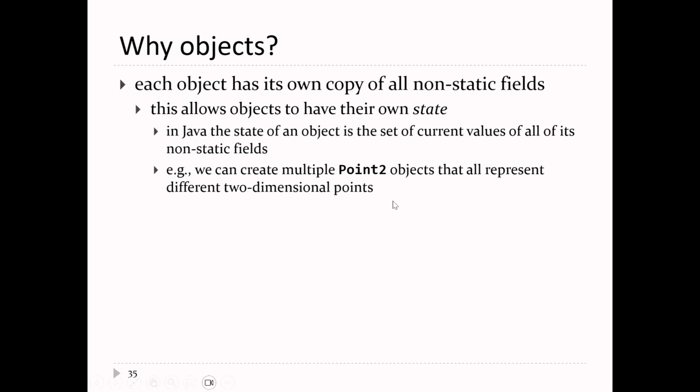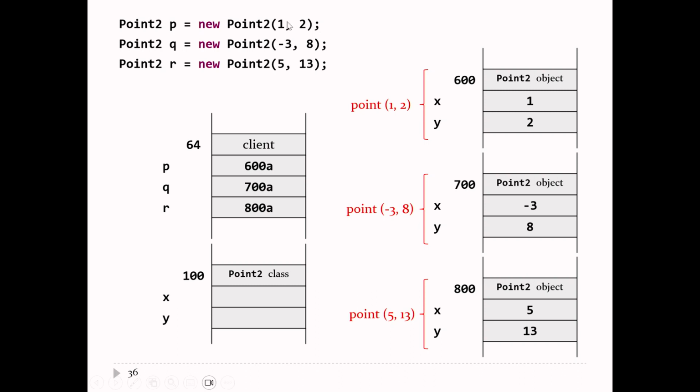So for example, Point2. We saw that Point2 class last lecture or a couple of lectures ago. Remember, the Point2 class represents two-dimensional points. So the point has an x and a y coordinate. If you were to write code like new Point2(1, 2), new Point2(-3, 8), and new Point2(5, 13), you actually get three different point objects. They all have their own x and y coordinate.